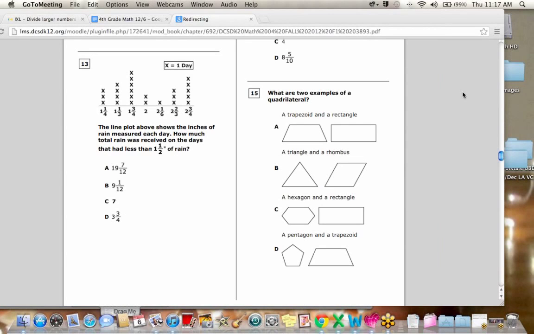Go ahead, Will. For 15, go ahead and read the problem. What are two examples of a quadrilateral? Quadrilateral. All you needed to look at was this first part of the word quadrilateral. When you see the beginning quad, that means four. So four-sided shapes. So which one of these choices has two four-sided shapes?